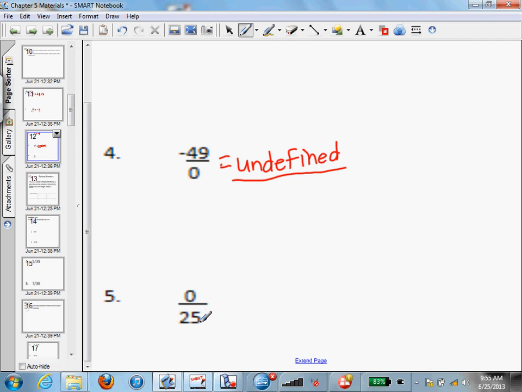Now with number 5, 0 is being divided by something instead of something divided by 0. So what happens when you take 0 and divide it by anything? You get 0 for the answer.